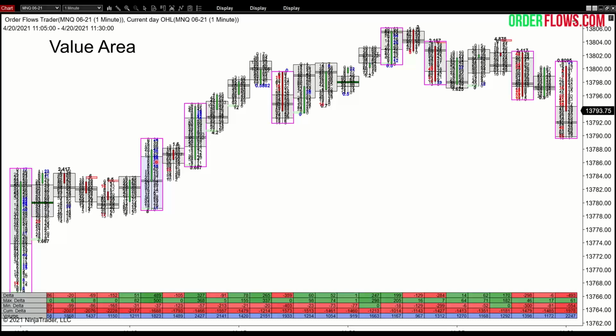And again, a value area is just the area where 70% of the volume trades. Now you could adjust it. People like to use 68. Other people use different numbers. They like to fine tune it, but 70 is one standard deviation more or less, and that's important. So when you have a bullish value area, generally you're looking for the market to rally, right? Just as if you have a bearish one.